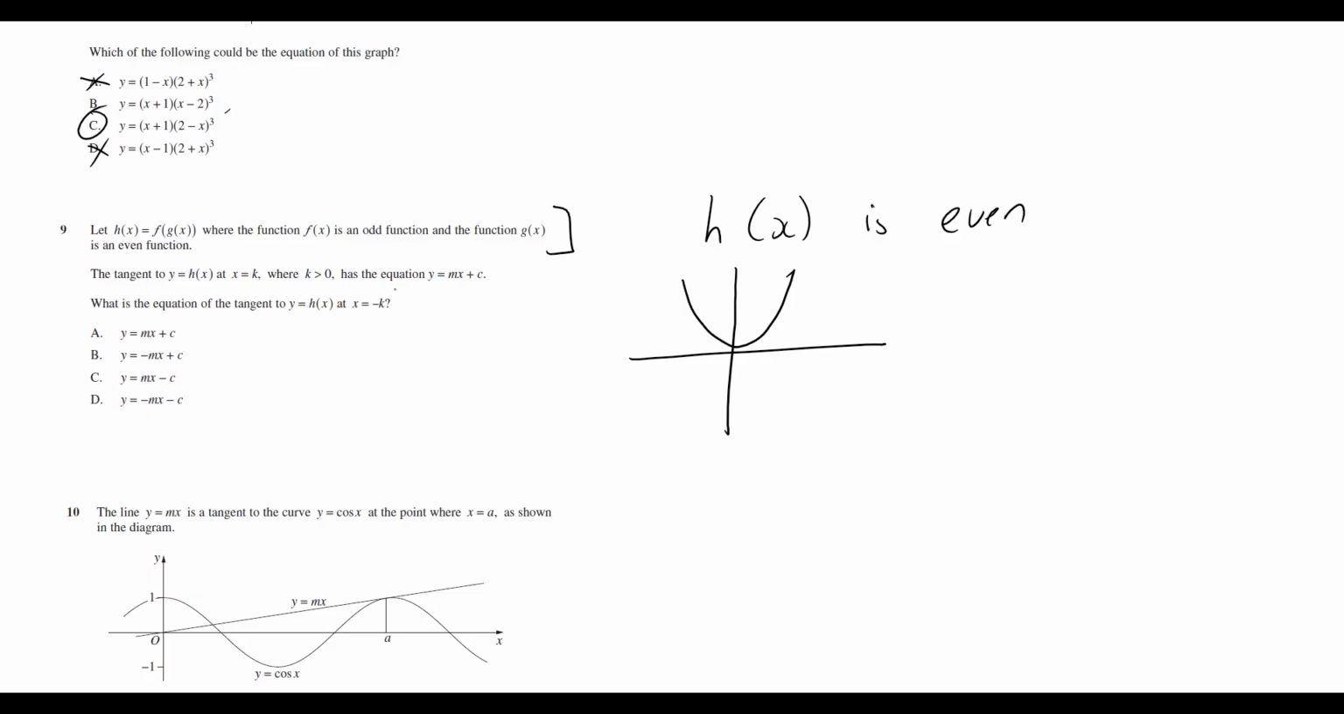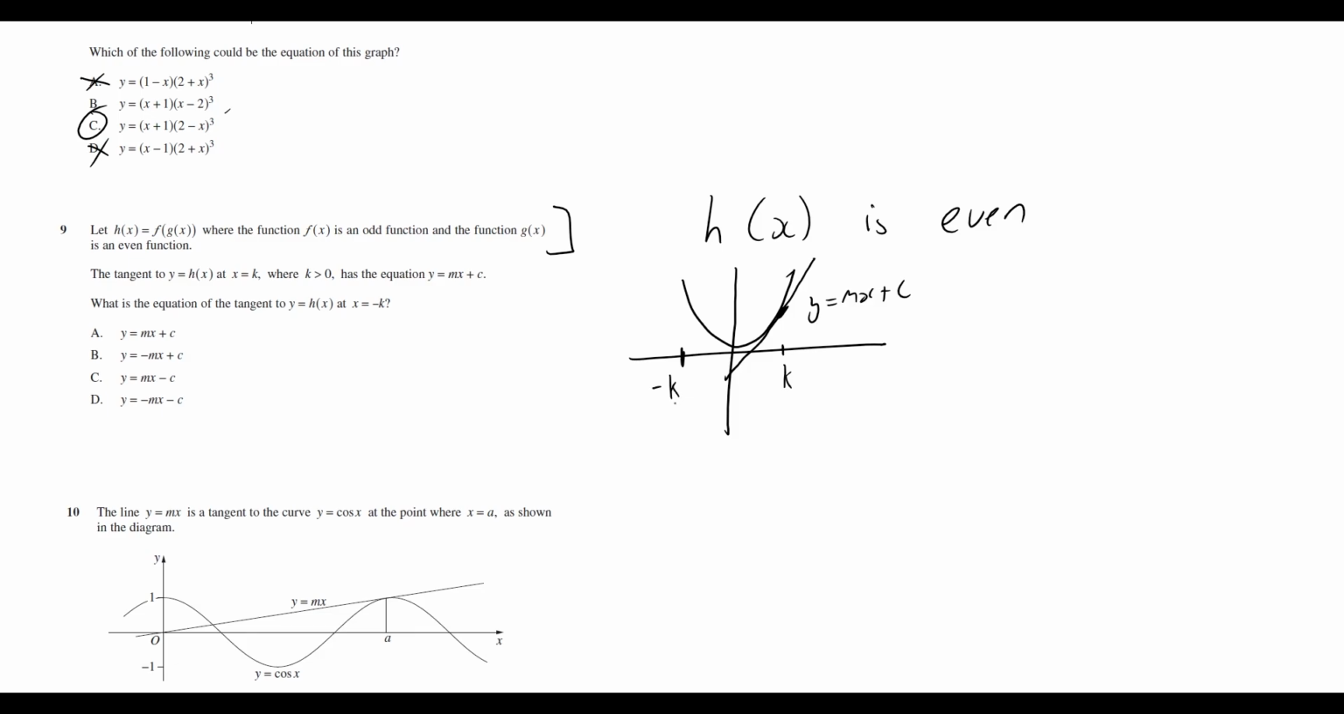So now let's have a look at the rest of the question. So the tangent to y equals h of x at x equals k, where k is greater than 0, has the equation y equals mx plus c. Okay, fantastic. So let's quickly see what that might look like. So that might say, let's have k around there. So k is positive. So what would the gradient at this point look like here? It would look like something like that. And we can construct our tangent line appropriately as such. So we'd say y equals mx plus c.